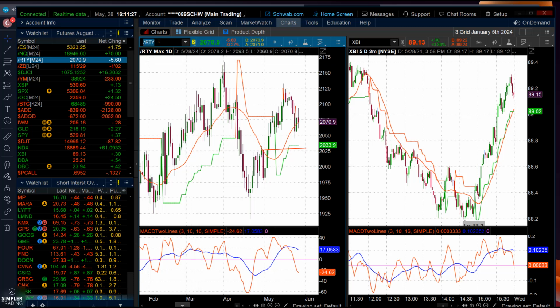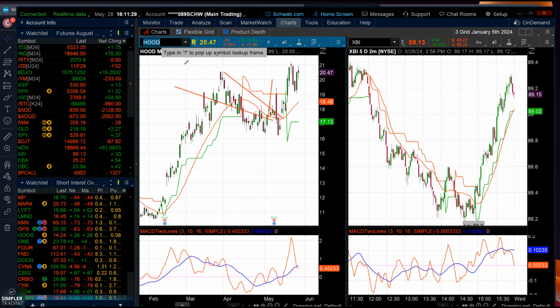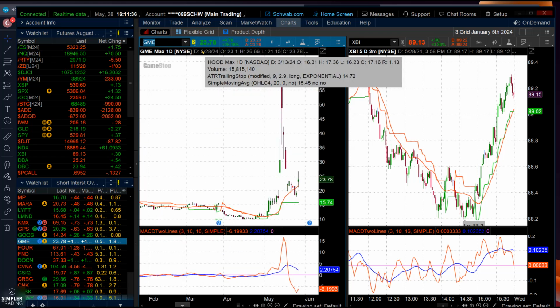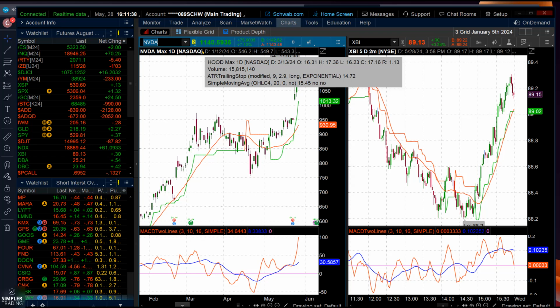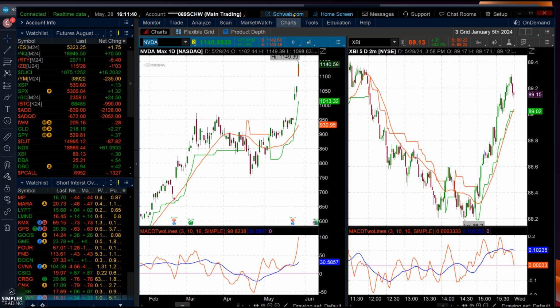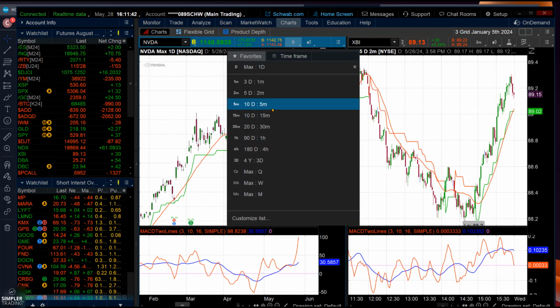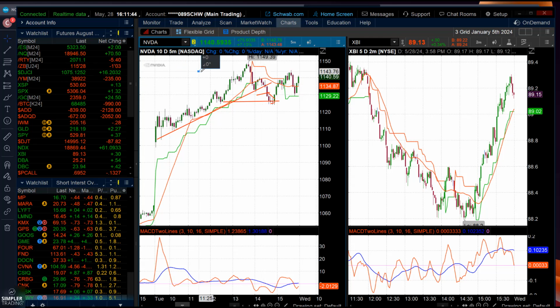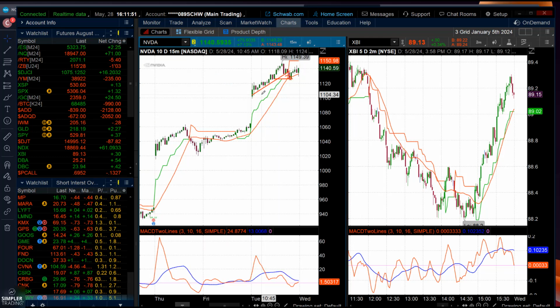So tomorrow, there's no reason we can't play the stocks that capitalize on mania. That would be the hoods of the world, the GMEs of the world. We can even play the NVIDIA both ways, up and down. But I'll tell you right now, if we even think of playing NVIDIA on the downside, it's got to be tiny little trades intraday. Because even on a 15-minute chart, this doesn't show signs of breaking yet. So we can only do it on an ultra short-term chart.